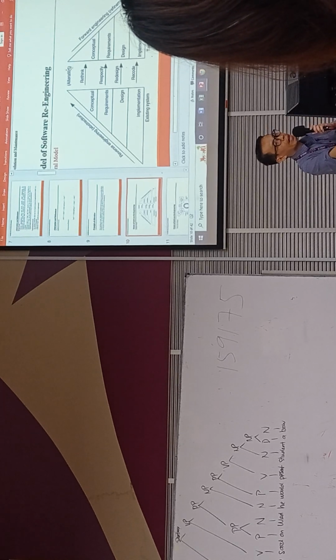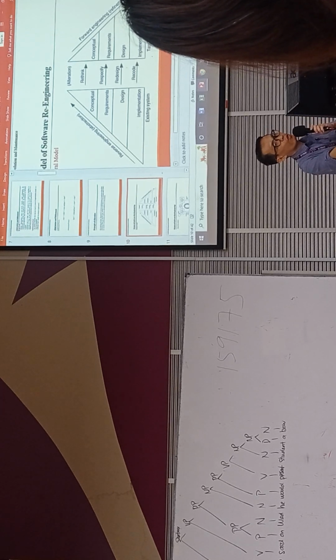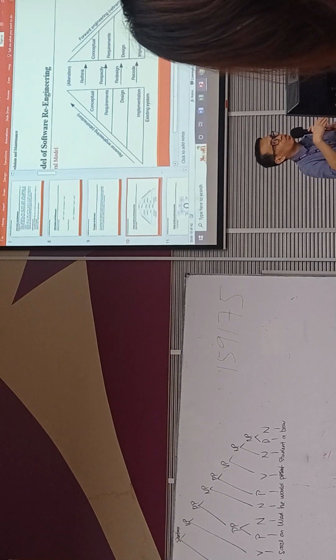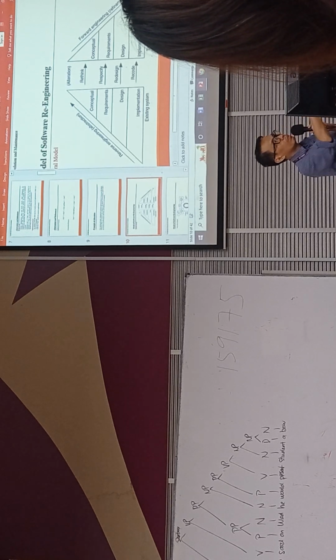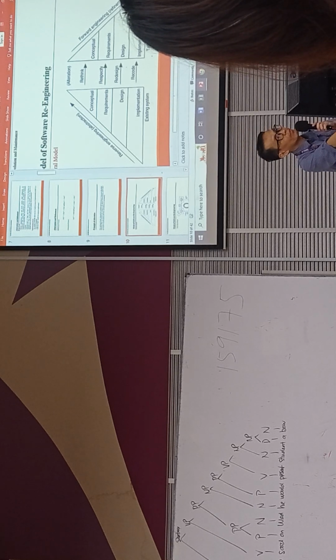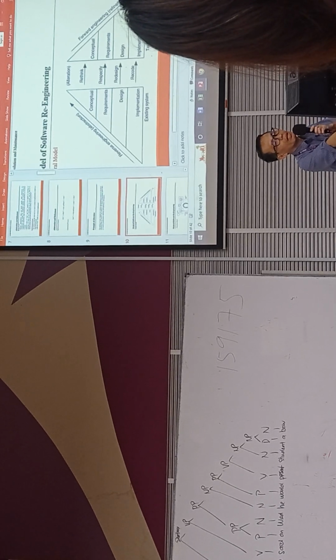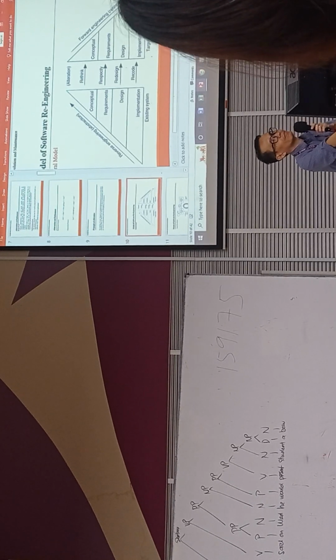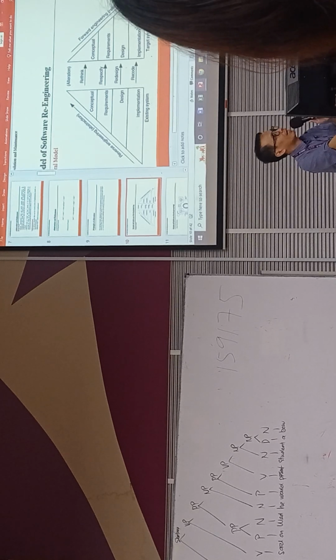Reverse engineering plus changes plus forward engineering. Reverse engineering is definitely from a lower level back to a high level. Forward engineering is from high level back to lower level. Understand? Okay? So this is what we call software re-engineering. Understand?